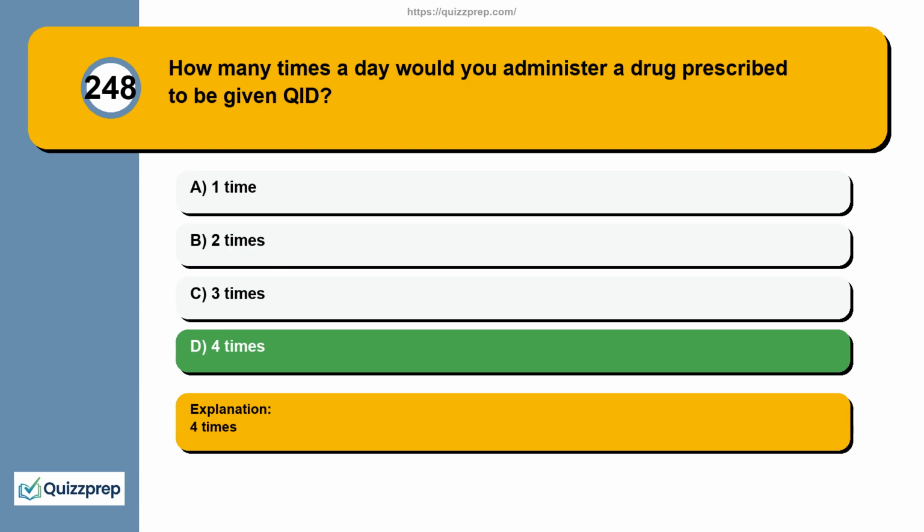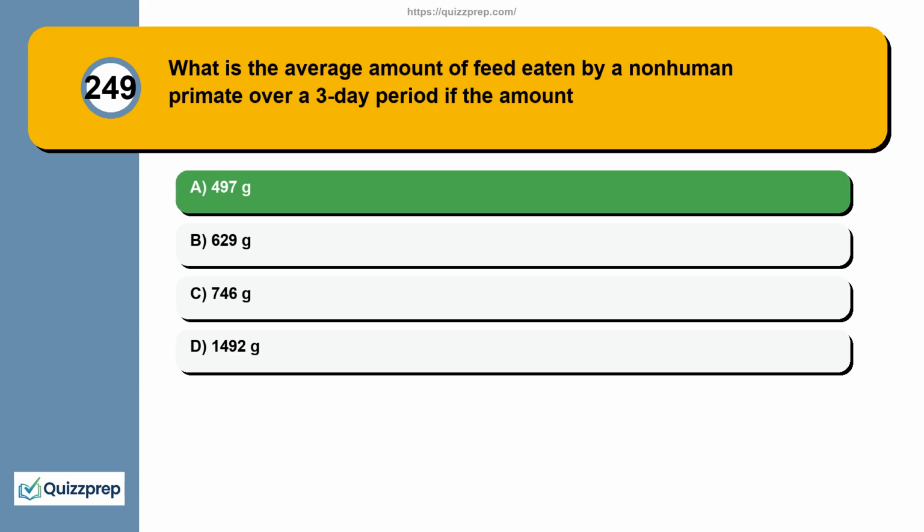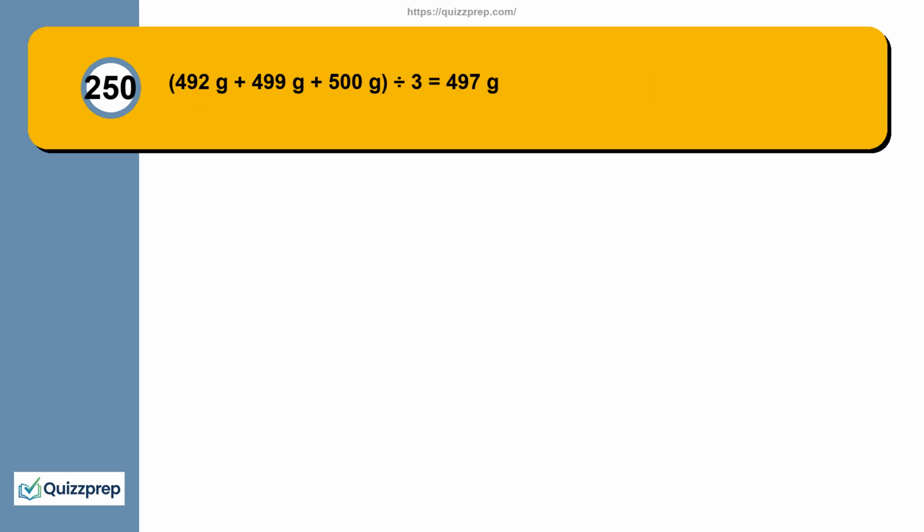Question 249. What is the average amount of feed eaten by a non-human primate over a 3-day period? Option A, 497 g. Option B, 629 g. Option C, 746 g. Option D, 1492 g. The correct answer is option A, 497 g. Explanation: 492 g plus 499 g plus 500 g, divided by 3 equals 497 g.